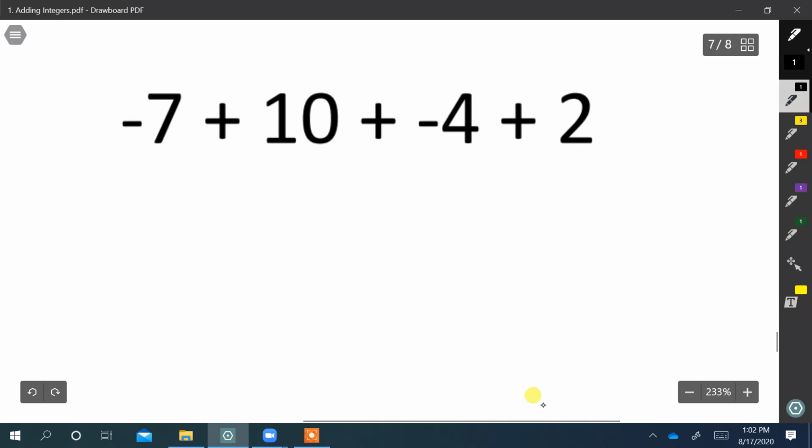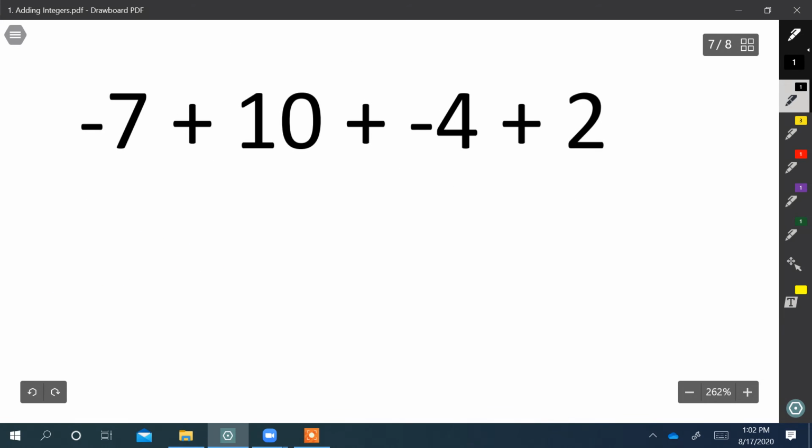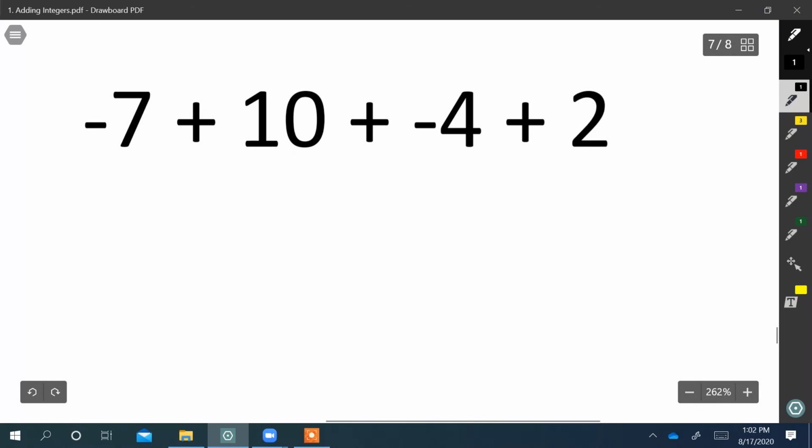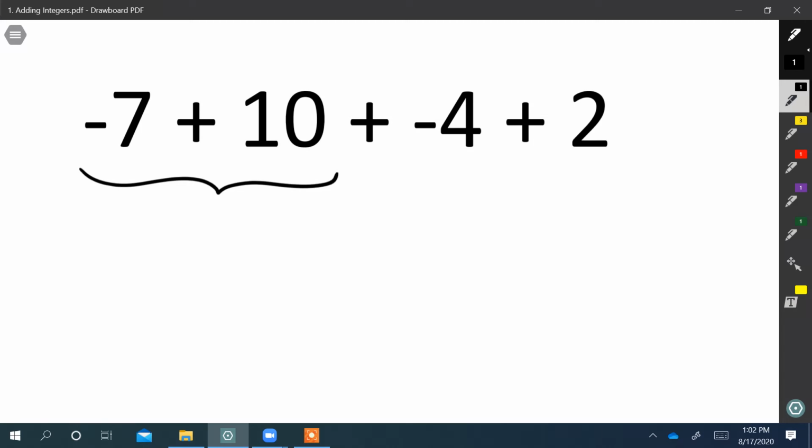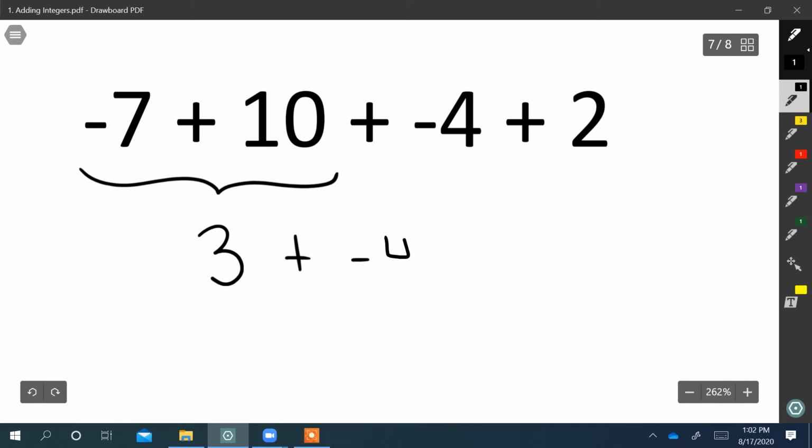Alright, so let's see if you got the right answer. So negative 7 plus 10. Who's going to win between the negative 7 and the 10? If you answer 10, that's correct. You have more positives than you have negatives. If you have a negative and a positive, you have to subtract. So 10 minus 7, that's going to be 3. And it's going to be positive 3 because you have more positives. Now let's bring down that negative 4.